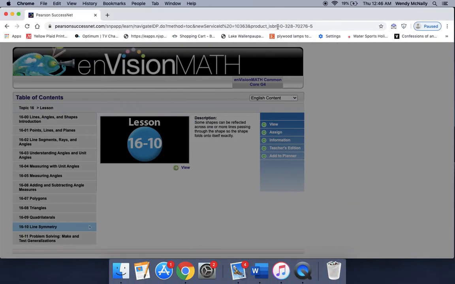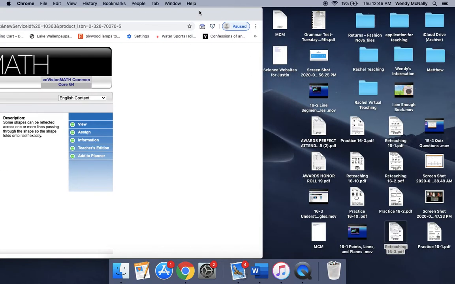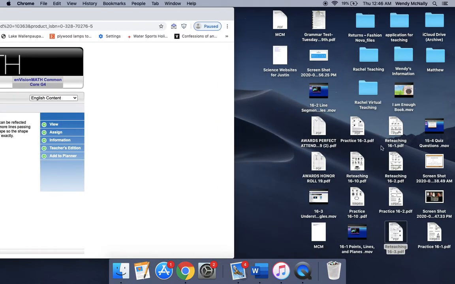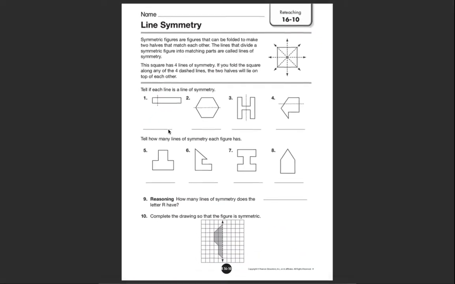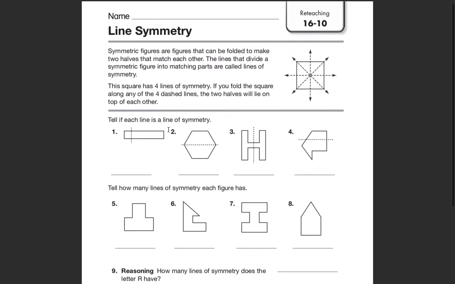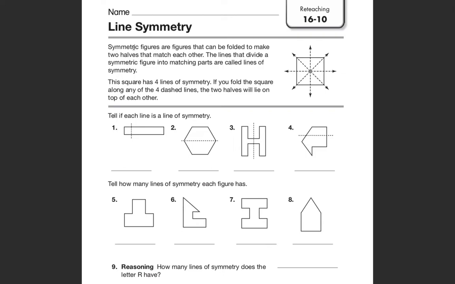Okay, so now what I want to do, boys and girls, is I want to look at 1610, our reteaching page, and I want to talk a little bit about different lines of symmetry on here. Now, a reminder, I want to read the top to us just to remind us and reinforce what we learned in today's lesson. Symmetric figures are figures that can be folded to make two halves that match each other. The lines that divide a symmetric figure into matching parts are called lines of symmetry.